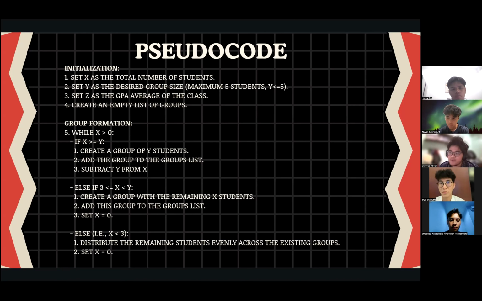While X is more than 0, if X is more than or equal to Y, we need to create a group of Y students, add the group to the group list, and subtract Y from X. We keep doing this until X is more than or equal to 3 and less than Y, then we create a group with the remaining X students and add this group to the list, and then set X to 0. Else, if X is less than 3, distribute the remaining students evenly across the existing groups and set X as 0.